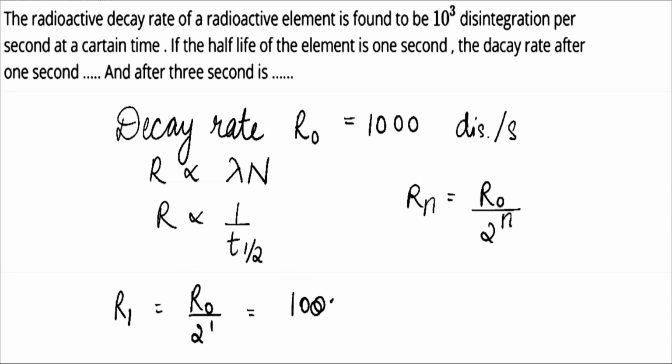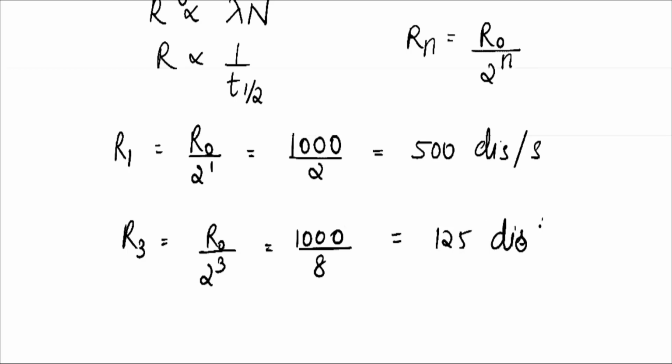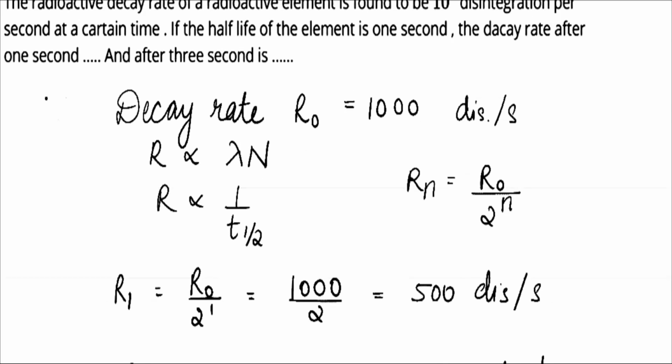So that would be 1000 by 2, which is 500 disintegrations per second, right? And after 3 seconds, R naught by 2 power 3, so that would be 1000 by 8, which turns out to be 125 disintegrations per second. So we have 500 and 125 per second. So this is the answer.